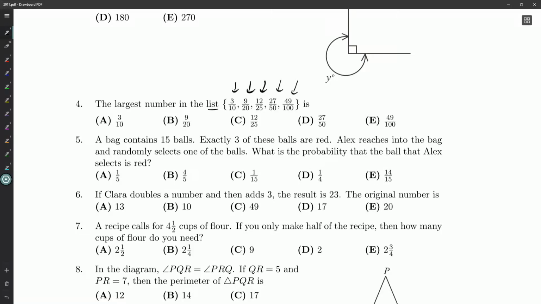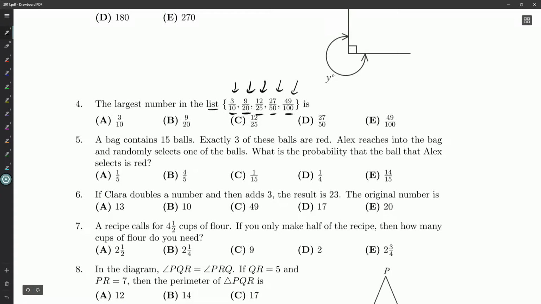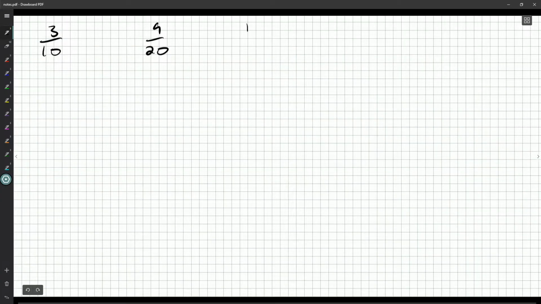What I can do is, I noticed that 10, 20, 25, 50, and 100, these are all factors of 100. Now, it's really nice and easy to compare fractions if they have a common denominator. Was it 12 over 25? I feel like it was 12 over 25. Yeah, 12 over 25, 27 over 50, and 49 over 100.